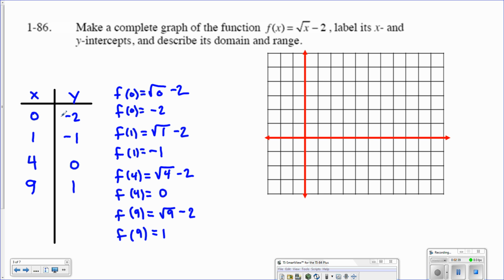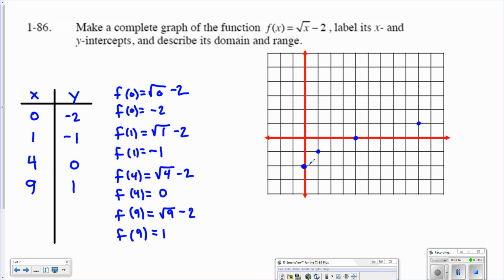Let's go ahead and plot these on there. So for 0, we're at negative 2. So we're going to go down here. Here's a point. For 1, we're at negative 1. Now remember, we didn't do 2 or 3, so we're going to have to scoot over a little bit. We're going to go over 1, 2, 3, 4 to get our 4, 0 here. And then we're going to go over 1, 2, 3, 4, 5, 6, 7, 8, 9. Well, we're at 9 there, and we're going to go up 1 to positive 1, and there's a point.